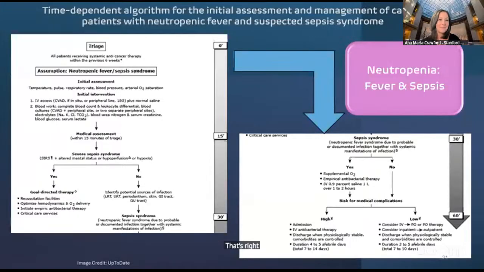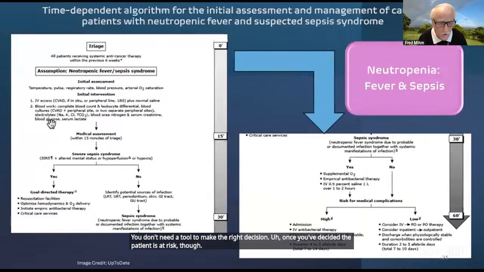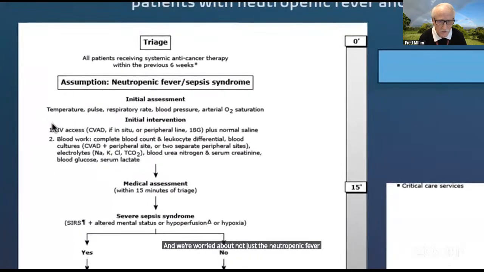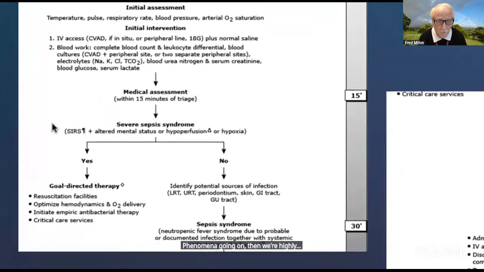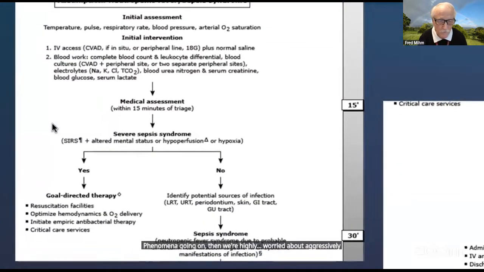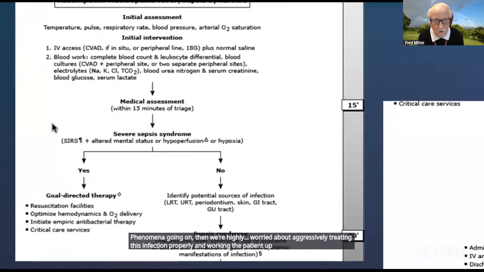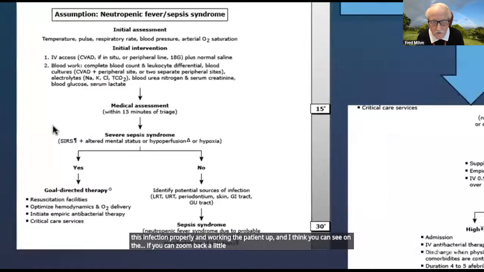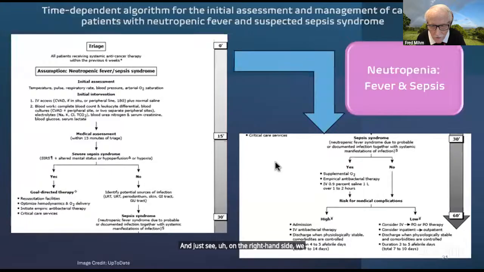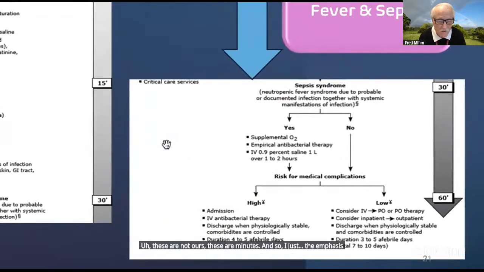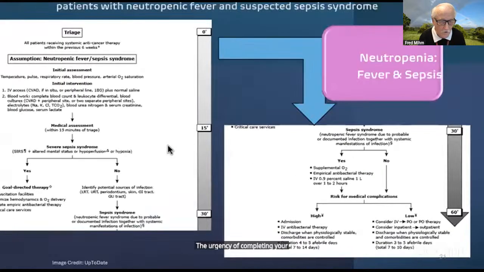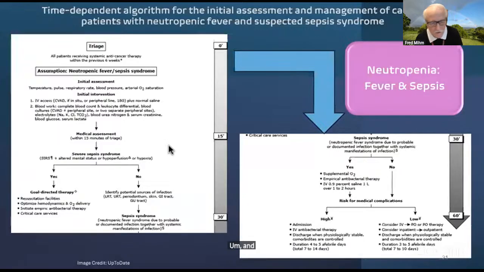That's right. But once you've decided the patient is at risk, though, and we're worried about not just a neutropenic fever, but whether the patient has sepsis or a sepsis syndrome kind of phenomena going on, then we're highly worried about aggressively treating this infection properly and working the patient up. And I think you can see if you can zoom back a little bit and just see on the right-hand side, we have minutes of time. These are not hours, these are minutes. And so the emphasis of this slide is to be aggressive and sense the urgency of completing your evaluation and workup of the patient, and deciding whether they actually are more ill than not, and more at risk.